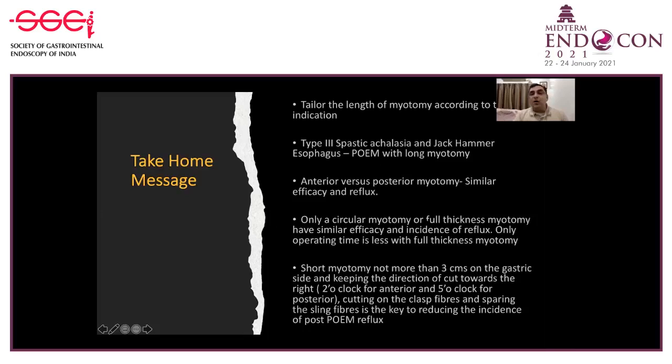Only a circular myotomy or a full thickness myotomy having similar efficacy and incidence of reflux. So operating time is less in full thickness. So you can choose short myotomy, not more than 3 centimeters on the gastric side, and keeping the direction of the cut towards the right. That is 2 o'clock if you are doing an anterior, 5 o'clock if you are doing a posterior. Cutting the clasp fibers, sparing the sling fibers is the key to reducing the incidence of post-procedural POEM reflux.